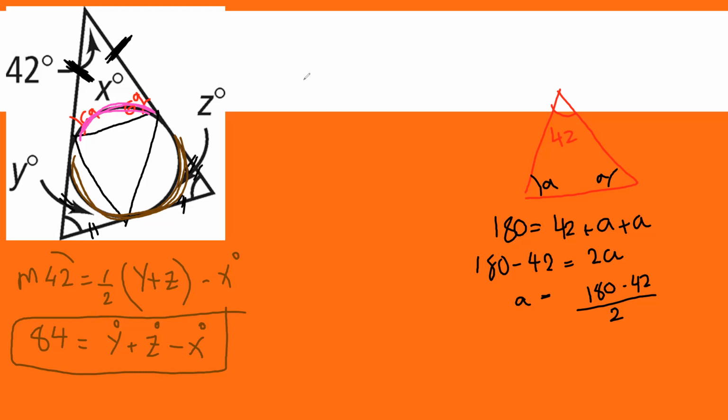Why did you make it y plus z? Do you remember, if you have a circle and an angle outside the circle like this, and you want to find its measure, it is the big arc minus the small arc. Where's the big one here? It's y and z. So y and z minus x. Oh, okay, teacher. So I have this equation now.